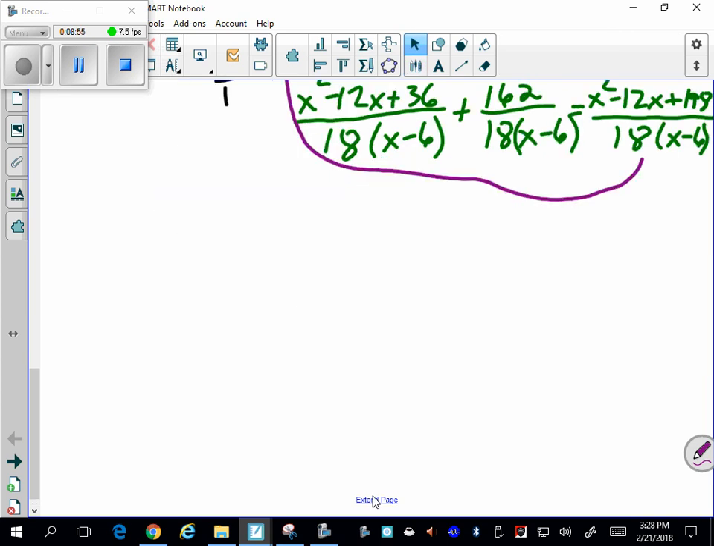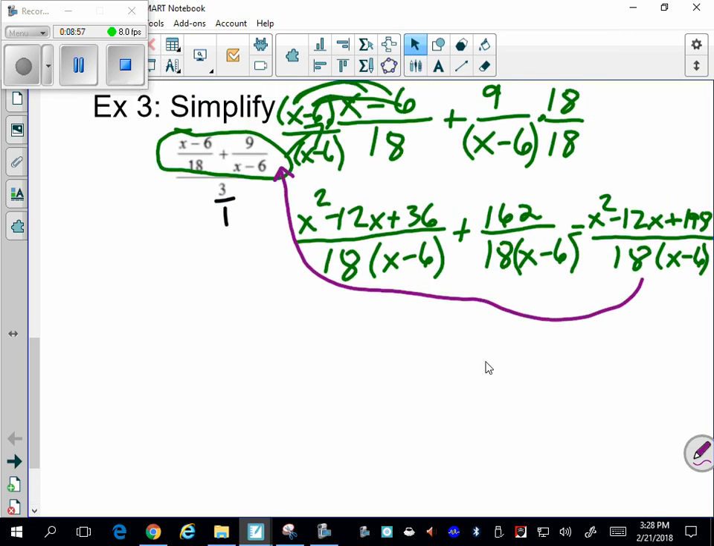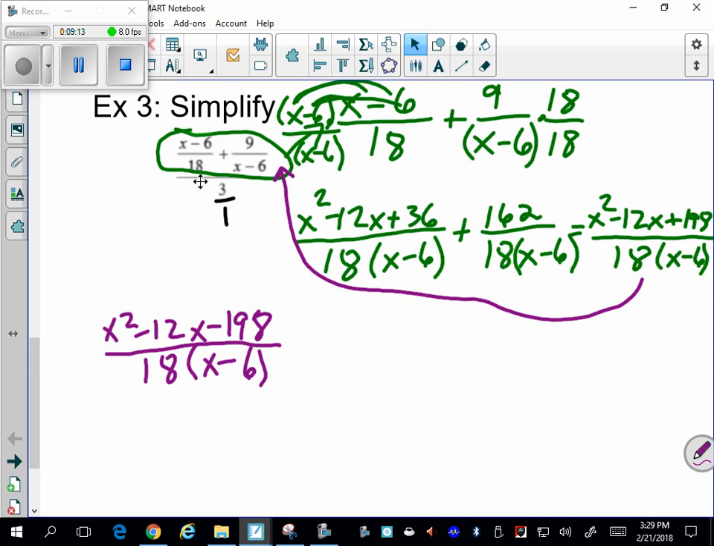We have x squared minus 12x minus 198 all over 18 times x minus 6. And then this is the big division here, so you multiply by the reciprocal, 1 over 3.